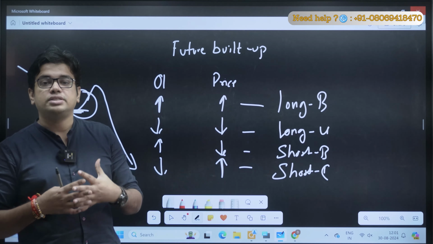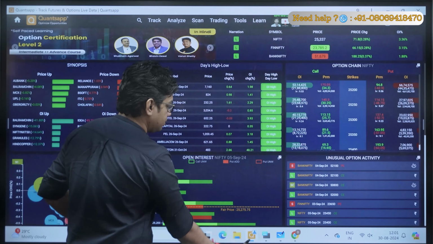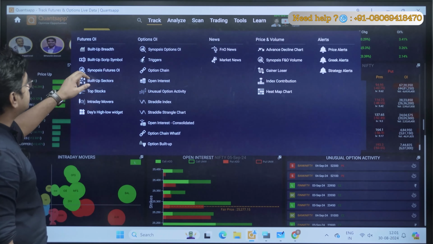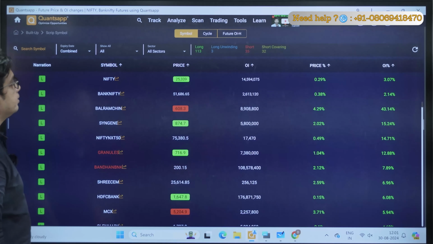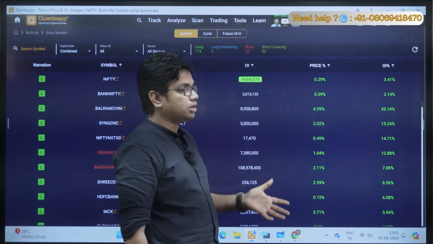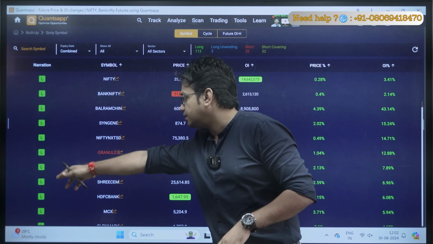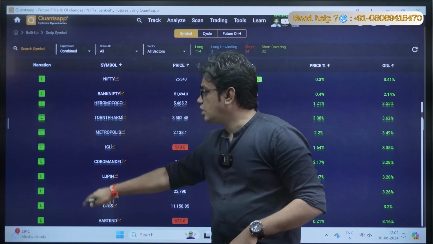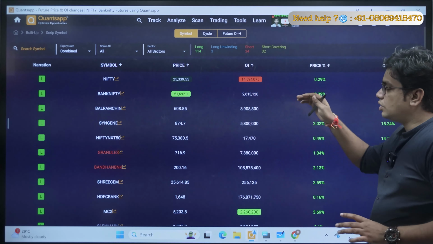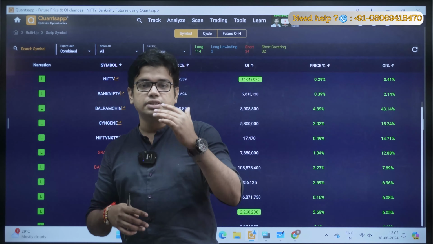Right now what is the scenario for Bank Nifty and Nifty also. So I'll go to the Quantsapp application. I'll go to Track and I will select Build Up Scripts symbol under Futures OI. Now the first one, the symbol one, will tell you long build up, long unwinding, short build up, short covering for intraday. So here you can see it is giving you long build up and short build up. So in whichever stock there is a long build up, there is a possibility for intraday, for a shorter duration, there will be an uptrend.